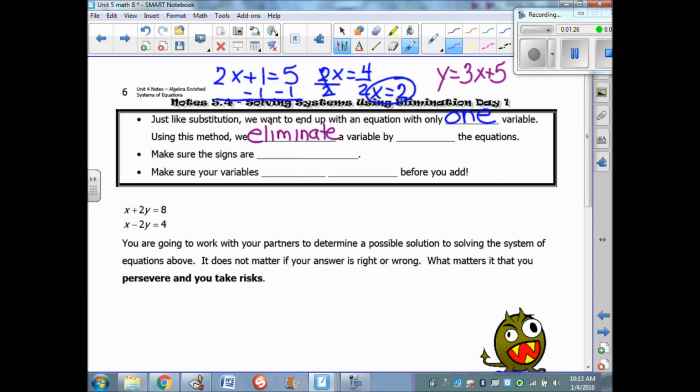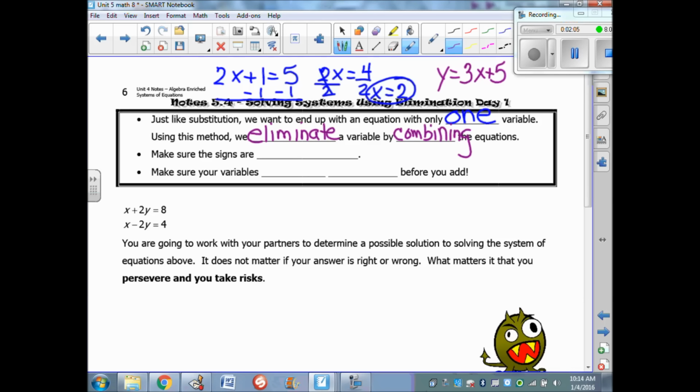To eliminate something means we're going to get rid of a variable by combining the equations. Just like combining like terms, we're going to combine the equations. These are steps that you're going to refer back to when we're working on the problem sets. So first, to use elimination, we're going to eliminate a variable by combining equations. That's going to be our first step.